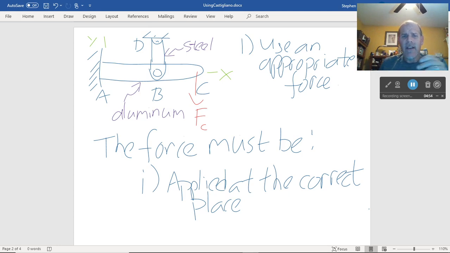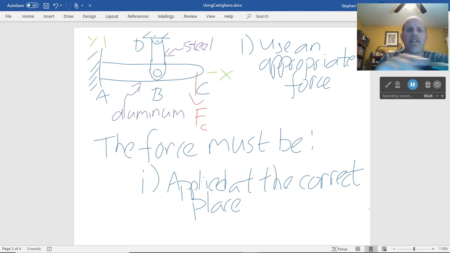Apply the correct place. So what that means is I've got this external, this nice force Fc, right? This force applied to the end Fc. If I want the deflection of point B, I can't use it. It's not at B. If I want the deflection at point C, great, I'm fine, right? But I can't use a force at C to find deflection at B and vice versa. I can't use the force at C to find the deflection at point A, which hopefully is 0. It's supported, for crying out loud, right?